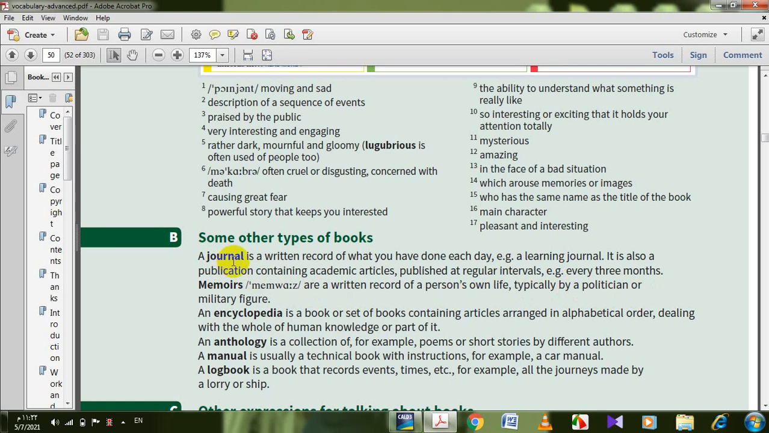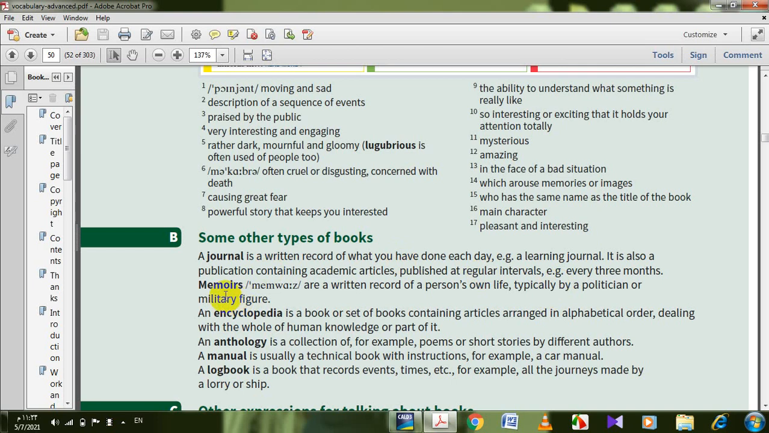But a journal, نشرة. Okay? نشرة دورية. This is the second meaning. It is also a publication containing academic articles published at regular intervals. في فترات متزامنة ثابتة. Okay? ده يعني نشرة أسبوعية, نشرة شهرية.